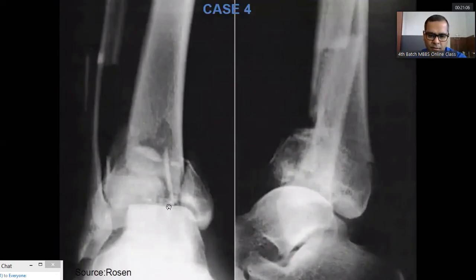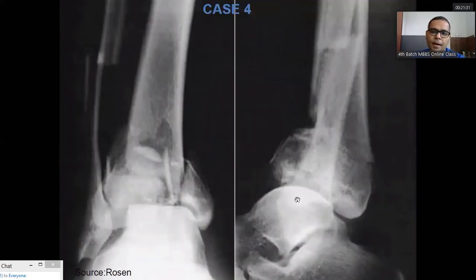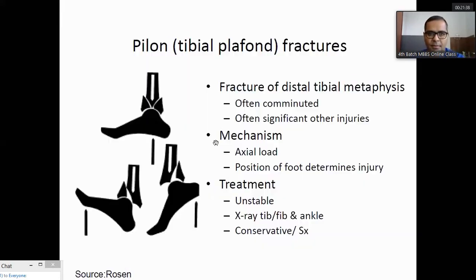Okay, this X-ray has a fracture in the medial malleolus right here, fracture of the distal tibia. It's a very comminuted, very bad fracture, and a fracture in the lateral malleolus. A similar picture: fracture in the lateral malleolus high up, distal tibia fracture, medial malleolus is not clear here. So this is the typical X-ray of the tibial pylon or plafond. The distal part of the tibia has collapsed like this.